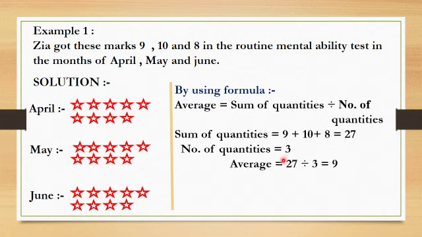Now, the next step is to find the average, which is equal to sum of quantities, that is 27, divided by number of quantities, which is 3. That gives the answer: 3 9s are 27. So, the average marks Zia has got is 9, with the help of the formula and also using the pictorial representation.